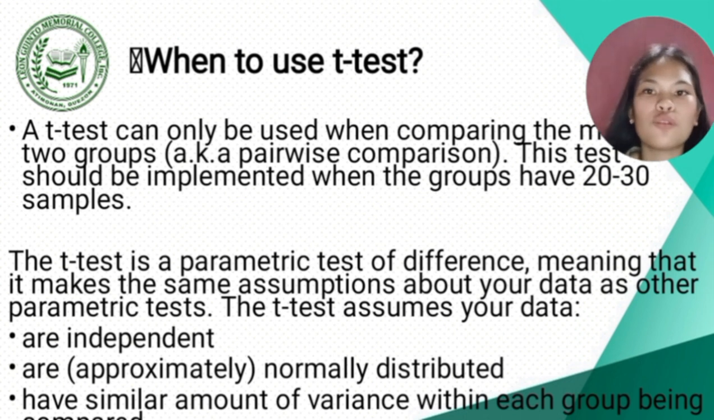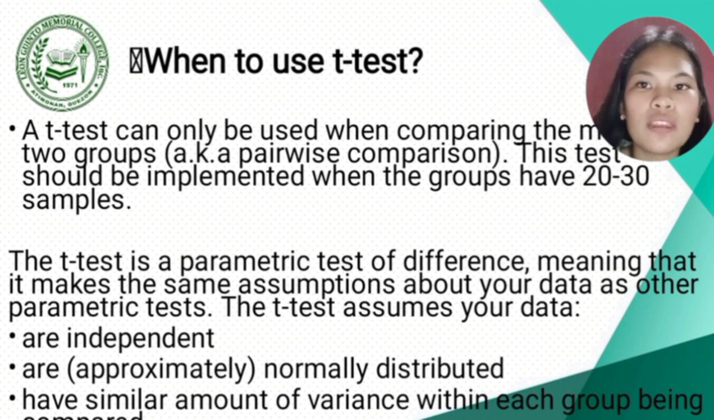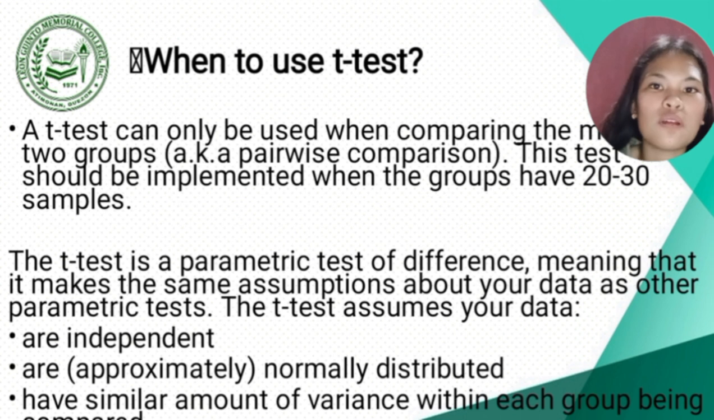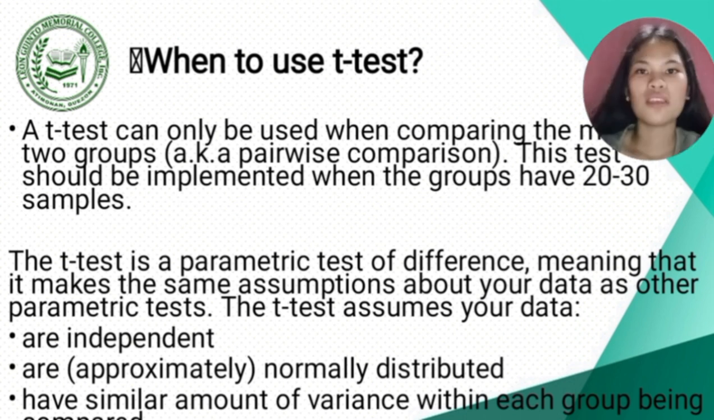This test should be implemented when the groups have only 20 to 30 samples. If you want to compare or examine more than two groups or larger sample sizes, there are other tests that are more accurate than t-tests, such as the z-test, chi-square test, f-test, or if you want to do multiple pairwise comparisons, you can use ANOVA. The t-test is a parametric test of difference, meaning that it makes the same assumptions about your data as other parametric tests.